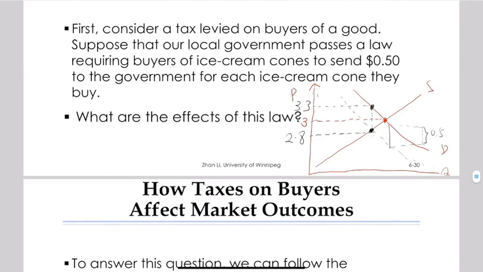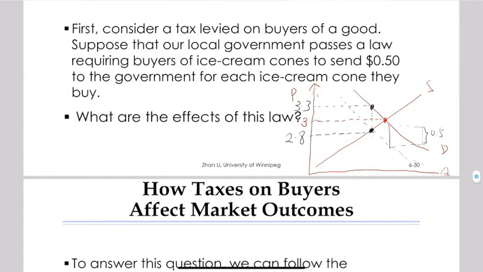So essentially in the end, you can see that the sellers will get $2.8, and the buyers have to pay $2.8 for the ice cream and $0.5 for the tax, a total of $3.3, right? Now, the important thing here is you can see that the $0.5 tax is actually shared by the buyers and the sellers.